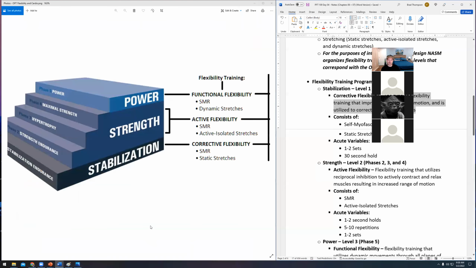Oh, well, guess what? Take a look at NASM's rules here. When you're doing static stretches, which I just got done saying loses your strength, you don't want to do it if you're lifting heavy. Do we lift heavy in stabilization? No. We lift at about 50 to 70% of your 1 rep max. And you guys will learn that in a few days.